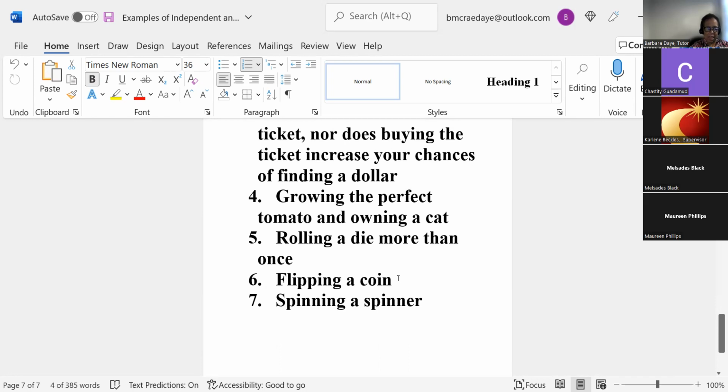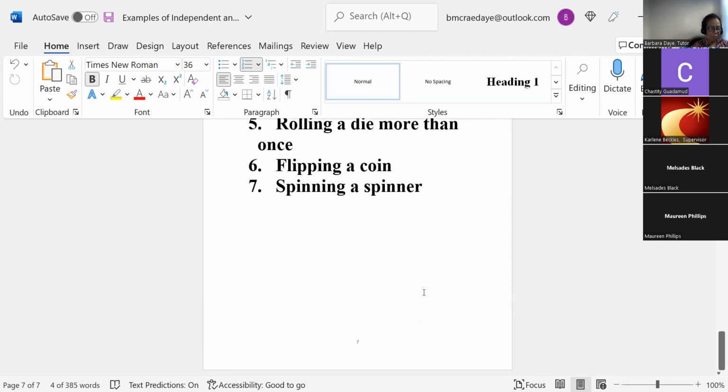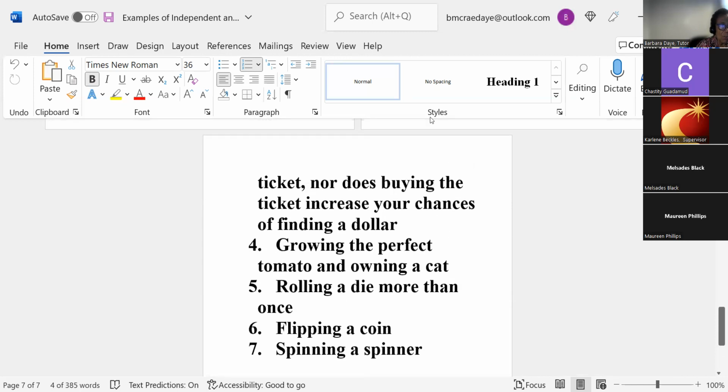Because a head and a tail. Spinning a spinner, if you have a spinner with say 6 different places you can spin to, because you spin to 5 has nothing to do with whether you spin again and spin to a 6. Okay, so that's why I wanted to go through those with you. And let me see, I had something else I wanted to do.